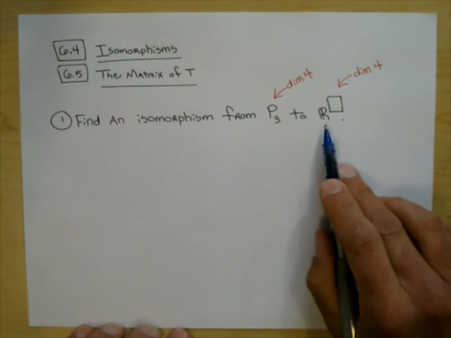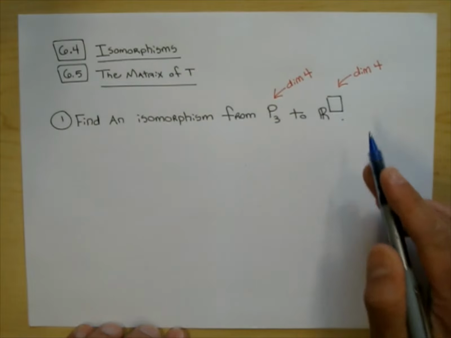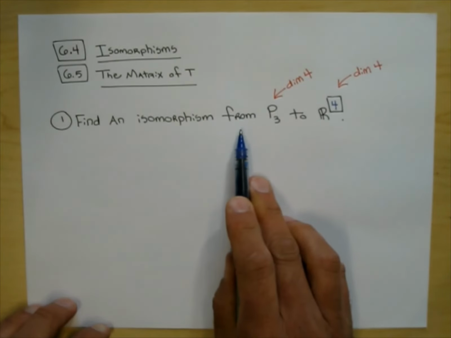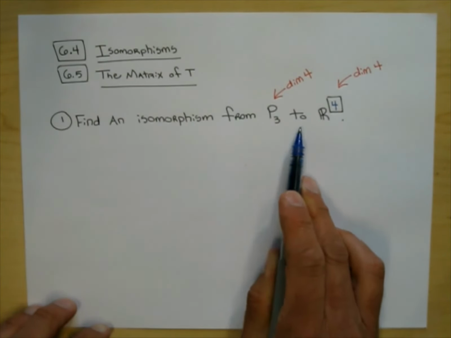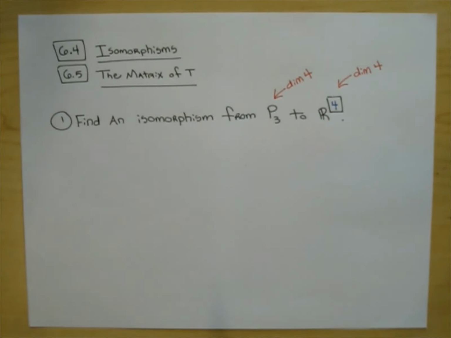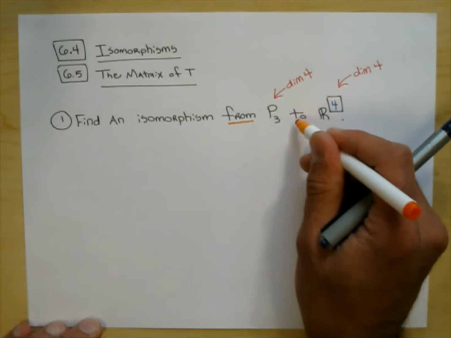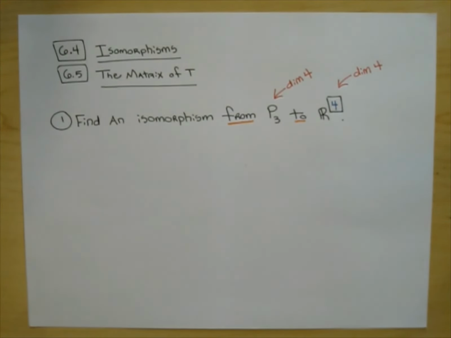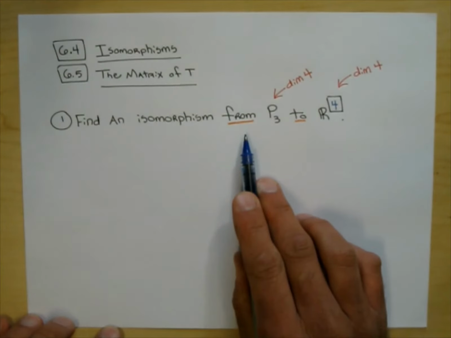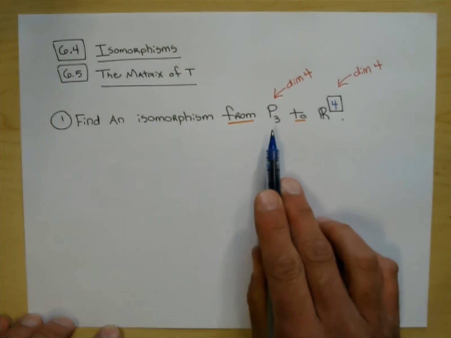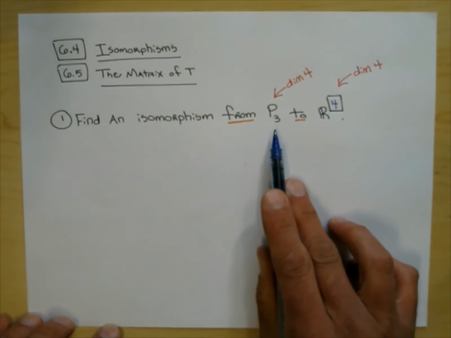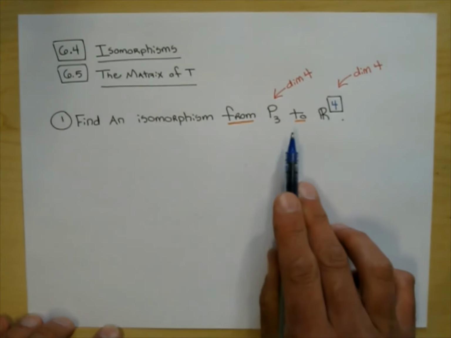So what Rn has dimension 4? Well, it's kind of a silly question. We know that it is R4. So our isomorphism is going to go from this vector space to that vector space. Okay. Now in your book, I believe they're not going to say from and to. On the exam, I will, because I think that's more descriptive. So your book should have done a better job. Your book says find an isomorphism between P3 and R4. And what's implied is that it must go from P3 to R4. So I will use from and to.